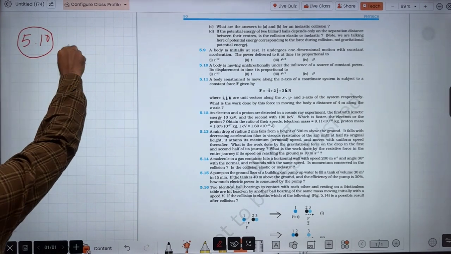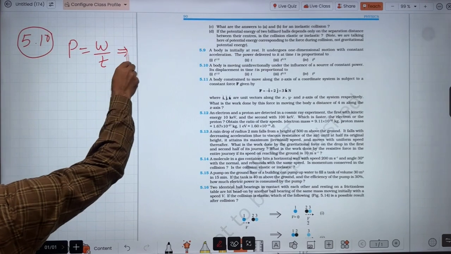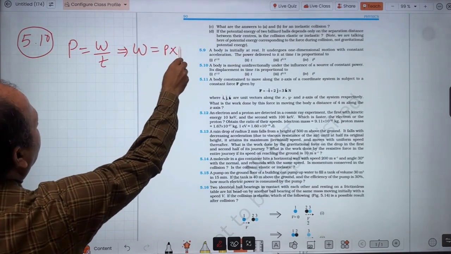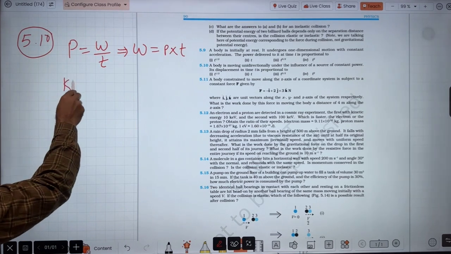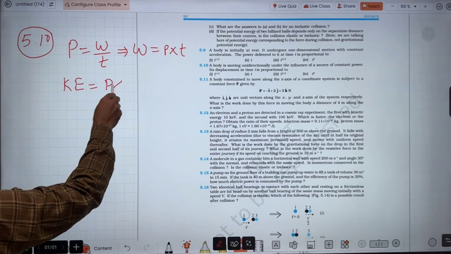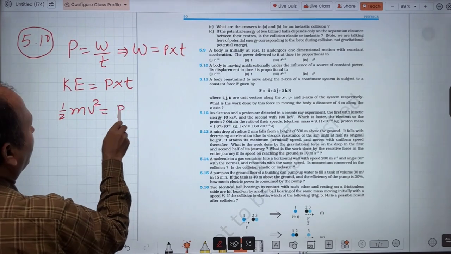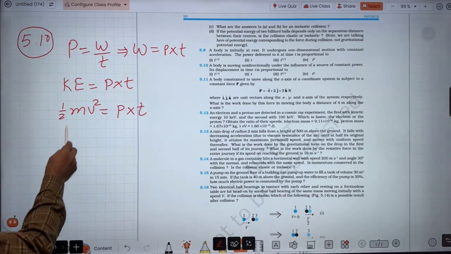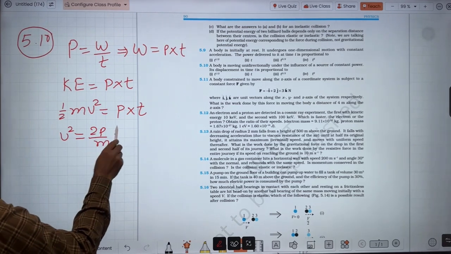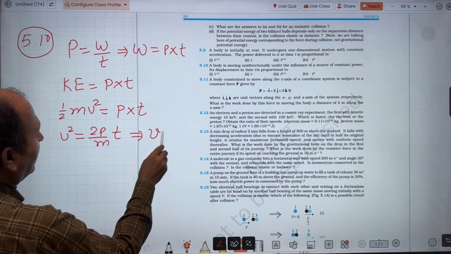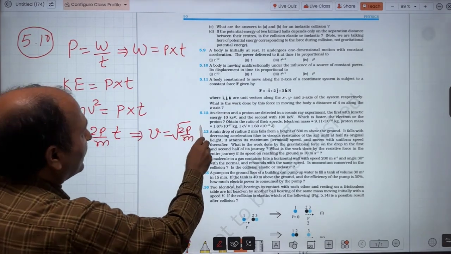So here we write P equal to work upon time, and you know work can be written as P into T. Now work is equal to kinetic energy, so kinetic energy will be equal to P into T, and kinetic energy is half mv squared is equal to P into T. It is given that P is constant. Now we write v squared equal to 2P upon M into T, or v equals square root of 2P upon M. Here also there will be a square root. So here I am writing it t power half.